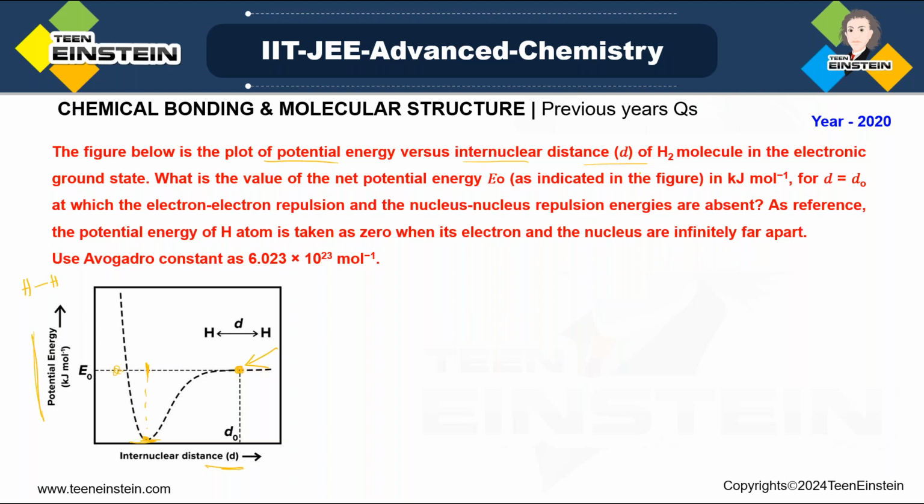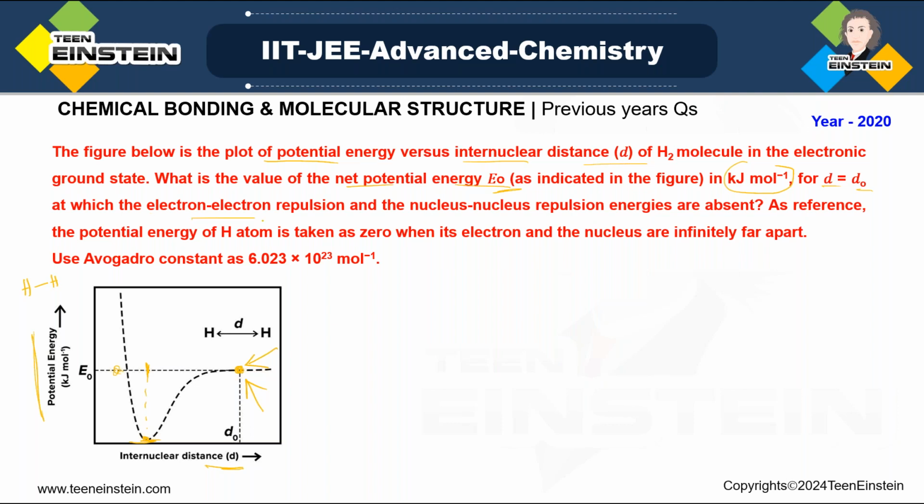Now, potential energy means the energy which is stored inside the molecule, that we have to find. Hydrogen molecule in the electronic ground state. What is the value of net potential energy E0 as given in the figure in this unit when D is equal to D0? That means at this particular position you have to find it. And at this particular position, what is so special about it?